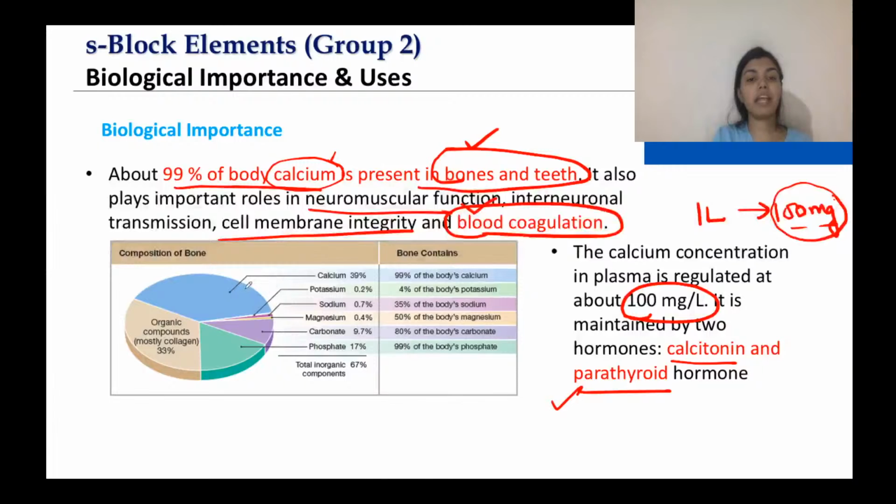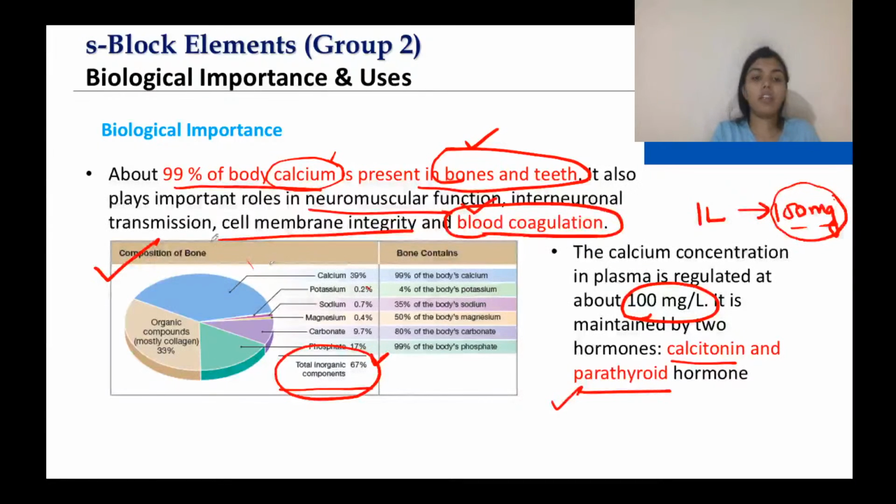So here you can see that calcium in our body is 39%, potassium is 0.2%, sodium is 0.7%, magnesium is 0.4%, carbonate is 9.7%, phosphate is 17%, right? So total inorganic components comes out to be 67%. Okay. So this is the composition of bone, right?